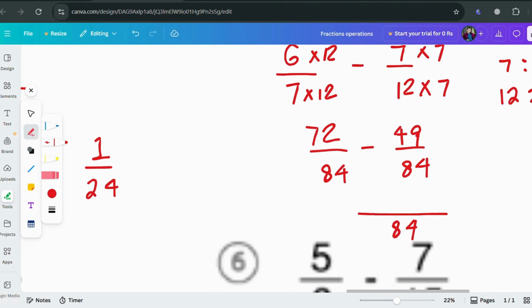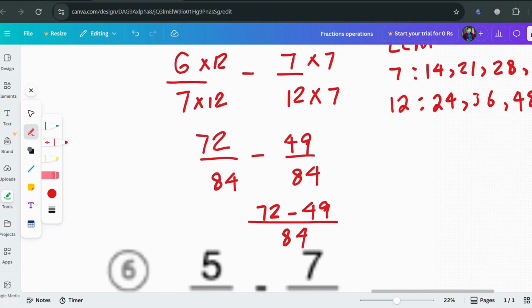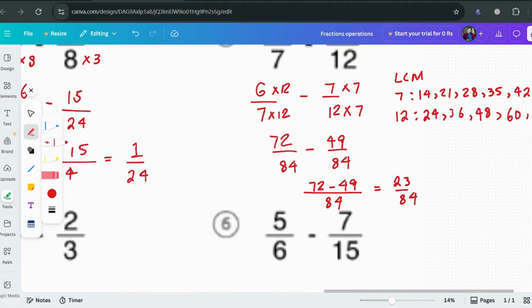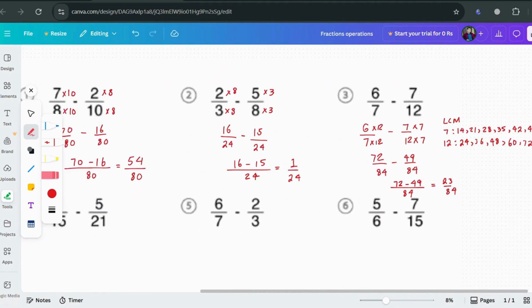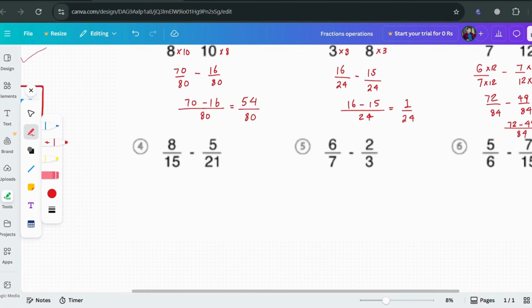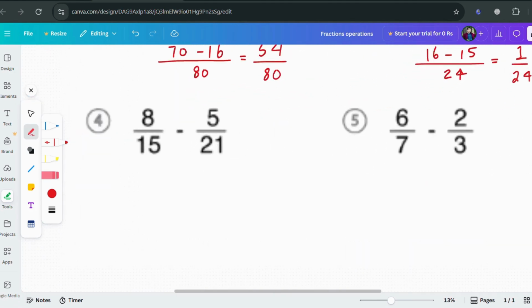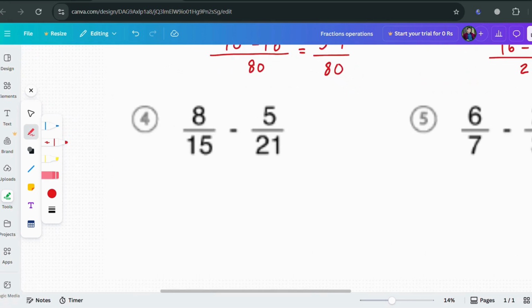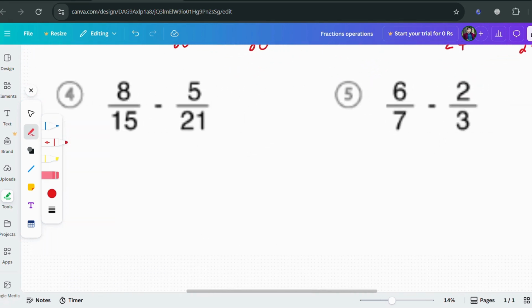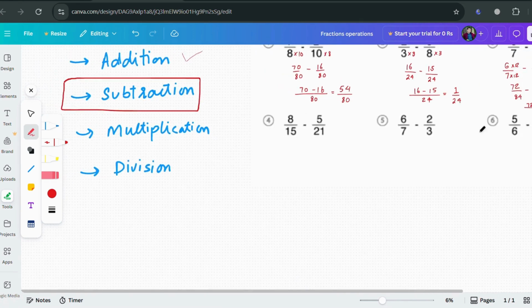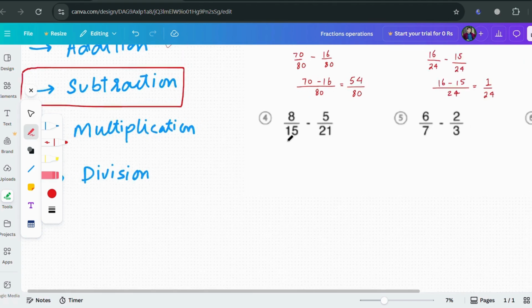Now we'll simply subtract these two values together. 84 is over here, 72 minus 49. 72 minus 49 is equivalent to 23 over 84. That's the answer for this question. Now I'm going to move towards the last three questions real quick. That's 8 over 15 minus 5 over 21, and the other one is 6 over 7 minus 2 over 3. I'm going to leave questions 5 and 6 to you, so you can solve them, and I'm going to solve this question over here.